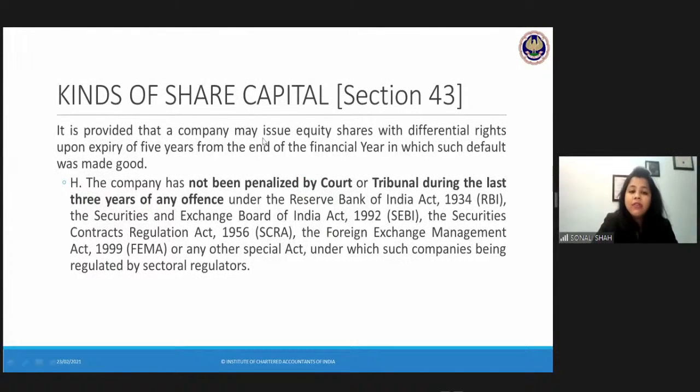However, where we were talking about default in payment of dividend, etc., in that case, if the company has defaulted, but it has been 5 years since the default was made good, then it can proceed with the issue of equity shares with differential voting rights. Are we good here?